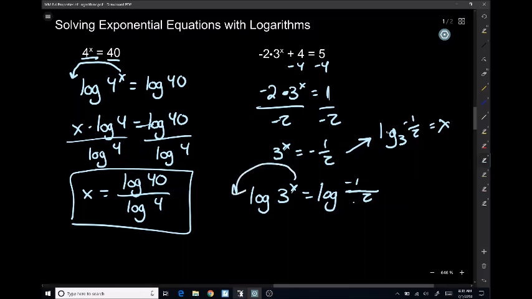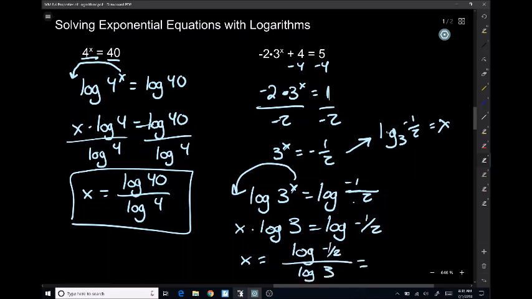I'm going to pull this x out in front. So it's x times the log of 3 equals the log of negative 1/2. Divide both sides by the log of 3, and you get something. Although in this case, the something you get is not possible because you can't have a log of a negative number. So this equation wasn't going to be solvable to begin with because 3 to the x can't equal a negative 1/2.